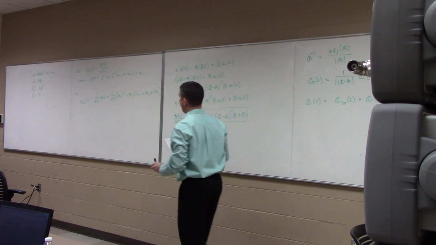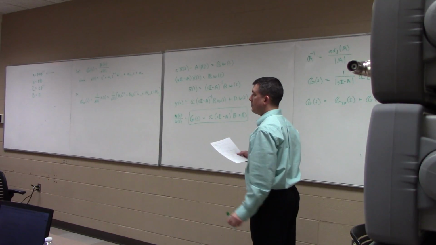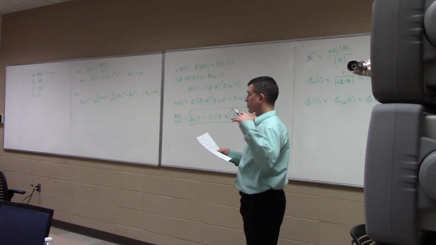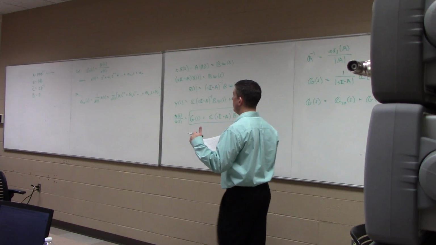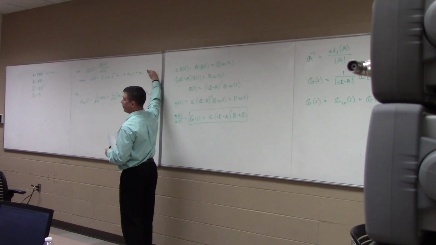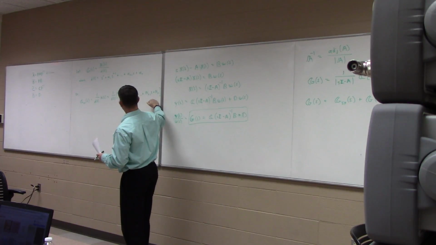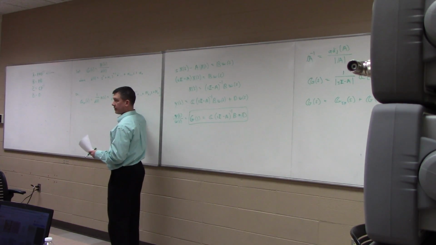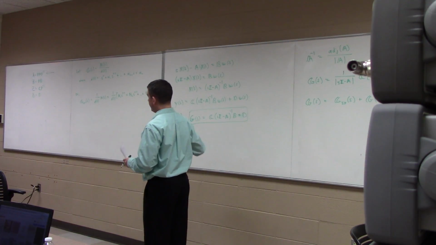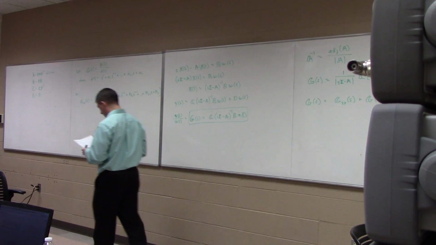Okay, so if I have a strictly proper matrix, that means that the order of my denominator is strictly greater than the order of my numerator. So I know if I have a polynomial of order r, that my numerator is going to be of order r minus 1. Okay, so the order of the numerator is always going to be strictly less than the order of the denominator.